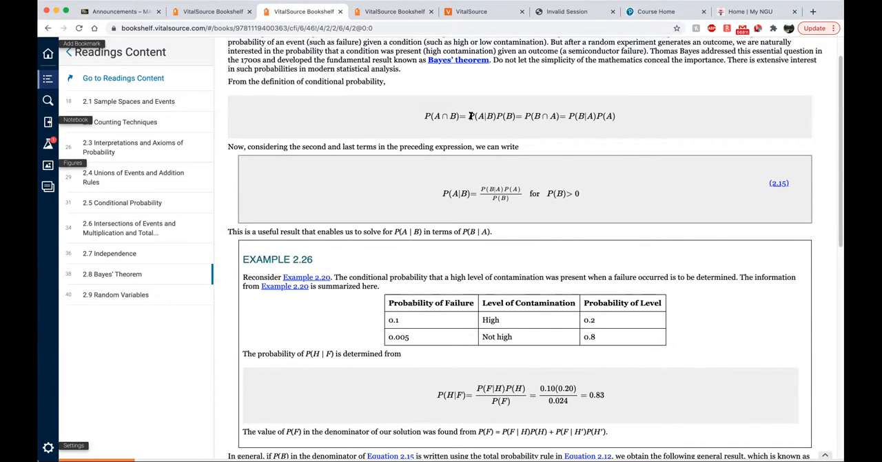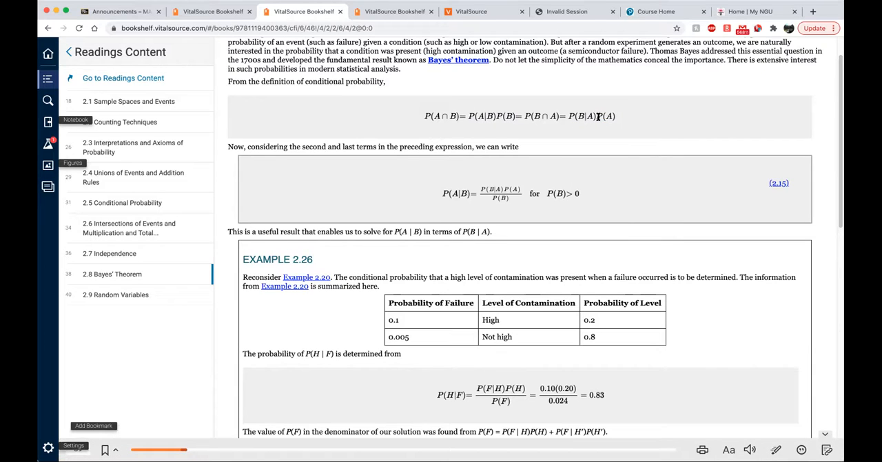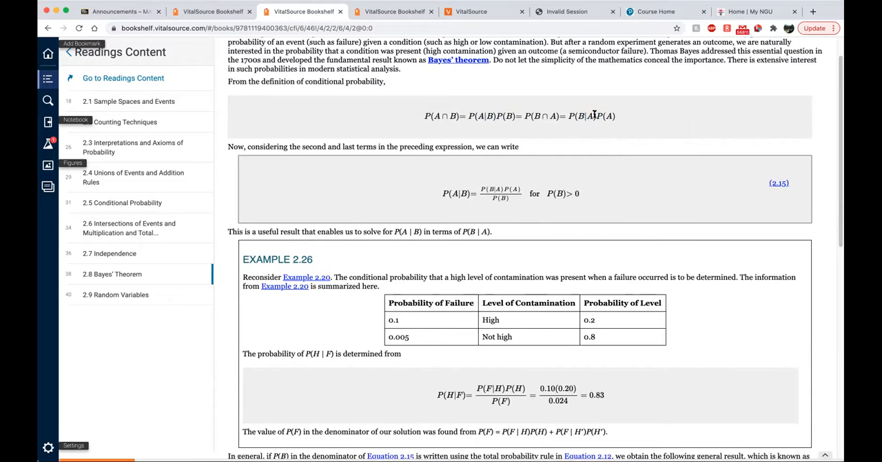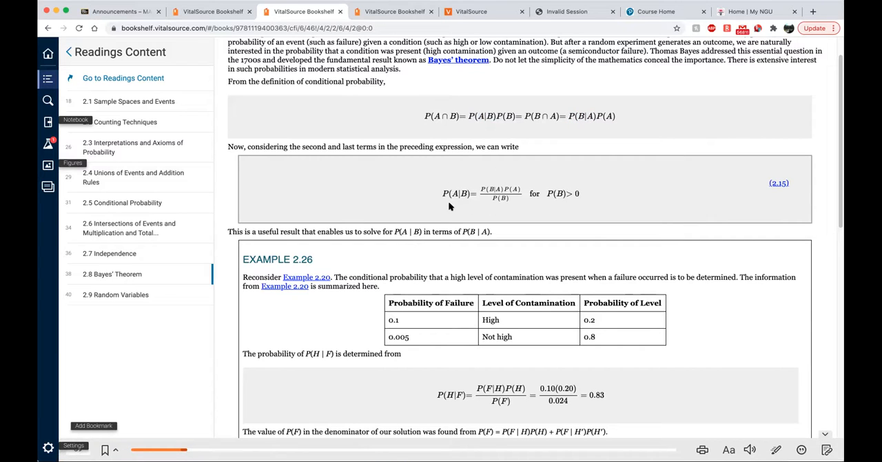Now, look at the two sides, the second term and the last term. Taking those two terms, we can express the conditional probability P(A|B) in terms of the other conditional probability P(B|A), like this, right? So here, Bayes' theorem is this: we want to find a conditional probability by using another conditional probability.